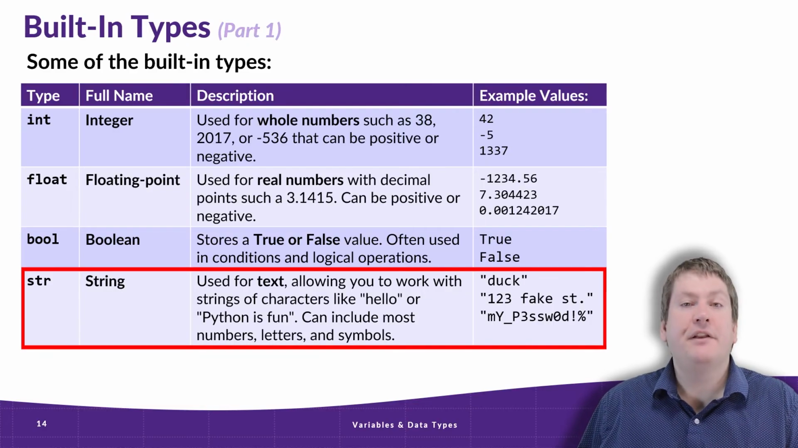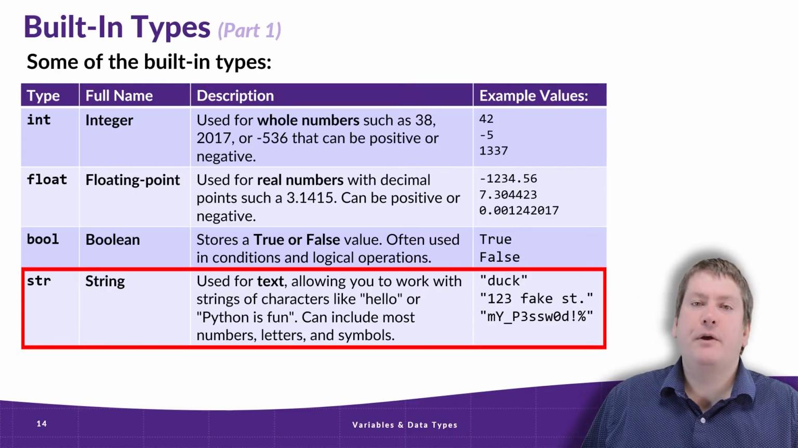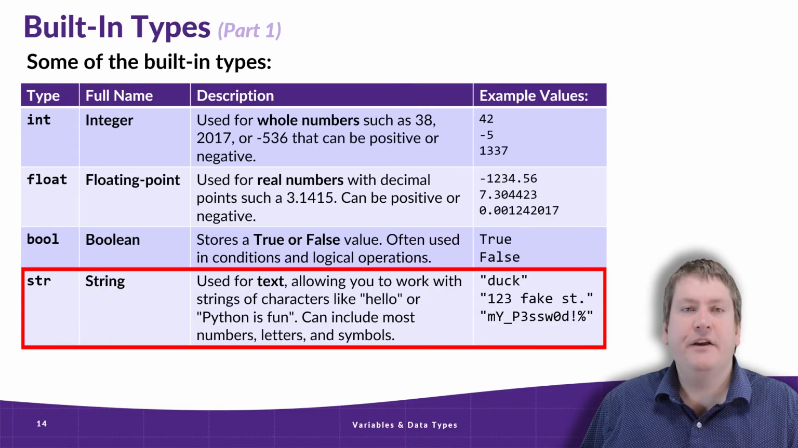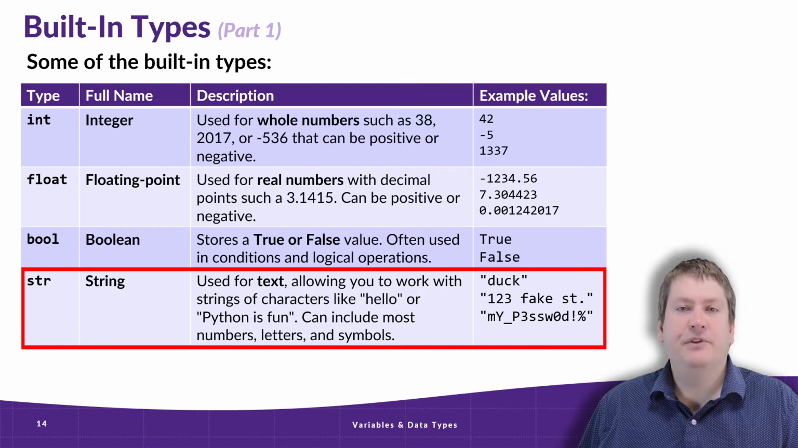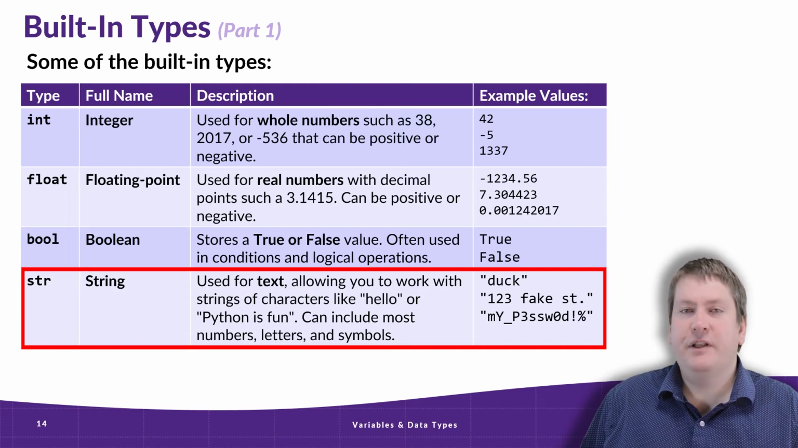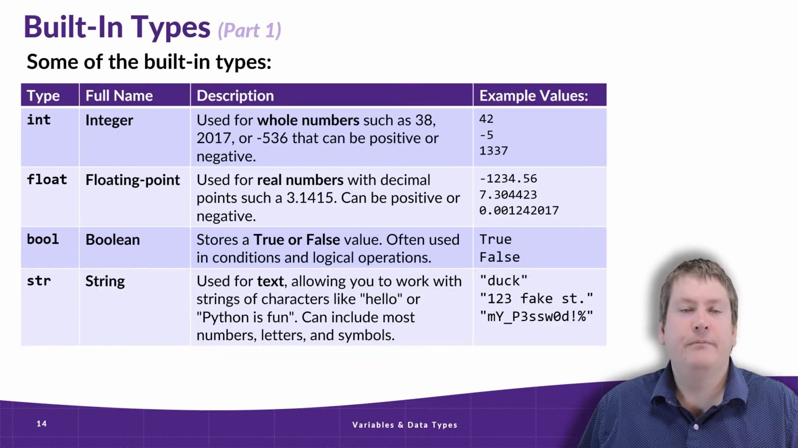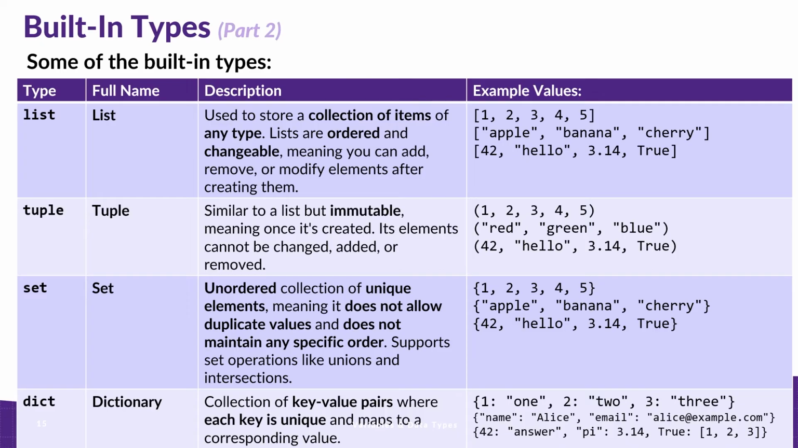The last type here is a string. Strings are used to store text and can contain almost any character, including numbers and symbols. When we write a string literal in Python, we always surround it with quotation marks to make it clear that it's a string and not a variable name or some other piece of code. Most user input will initially be stored as a string, and we're going to talk more about strings in another video.